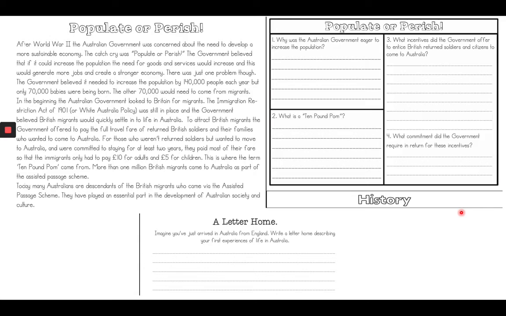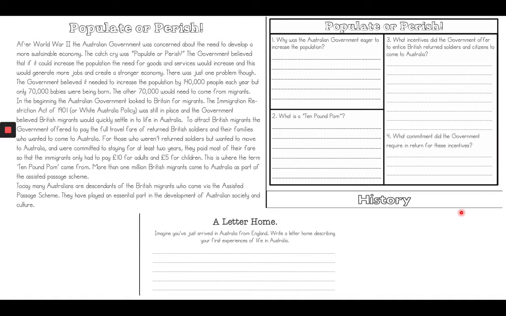In the beginning, the Australian government looked to Britain for migrants. The Immigration Restriction Act of 1901, or the White Australia Policy, as we learnt last week, was still in place, and the government believed that British migrants would quickly settle into life in Australia. To attract British migrants, the government offered to pay the full travel fare of returned British soldiers and their families who wanted to come to Australia.